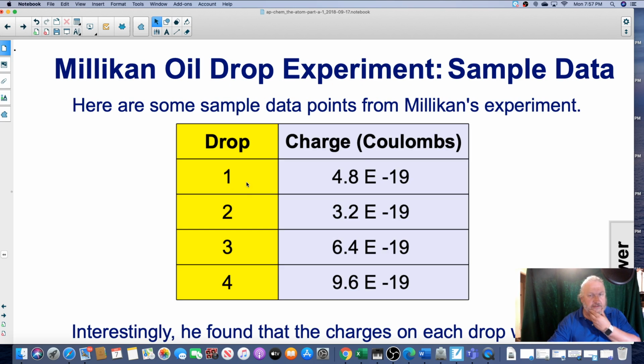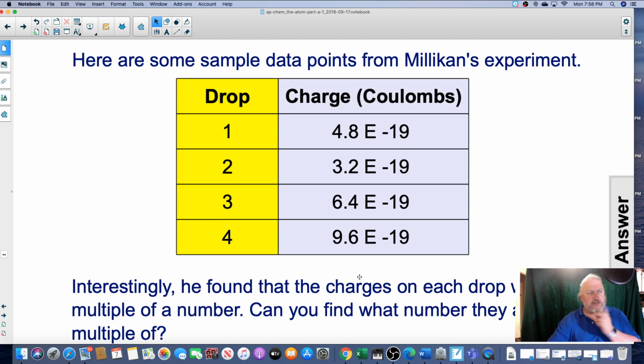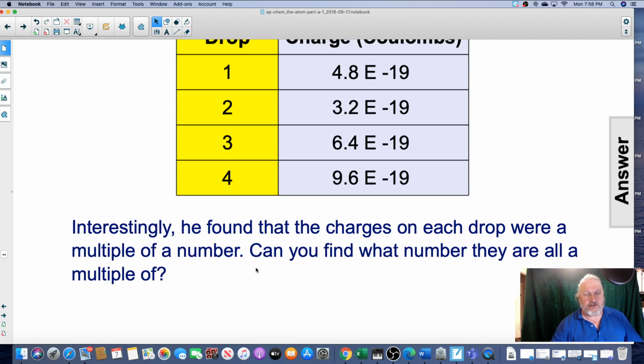Now, these are the results we measured. One drop had 4.8 times 10 to the minus 19th coulombs. The other one had 3.2 times 10 to the minus 19th coulombs. The others were 6.4 and 9.6. So what he found was that the charges on each of these drops were a multiple of a number. Can you determine what number they're all a multiple of?